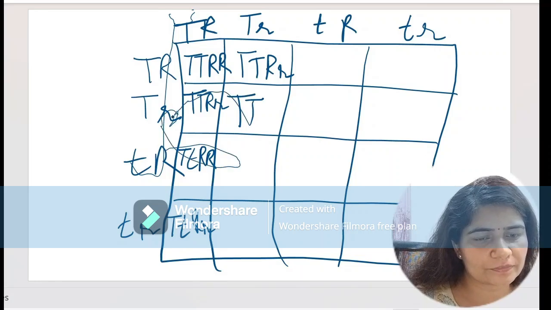Forgive me for my scribbling. I'm new to this pen tab. I'm sorry.